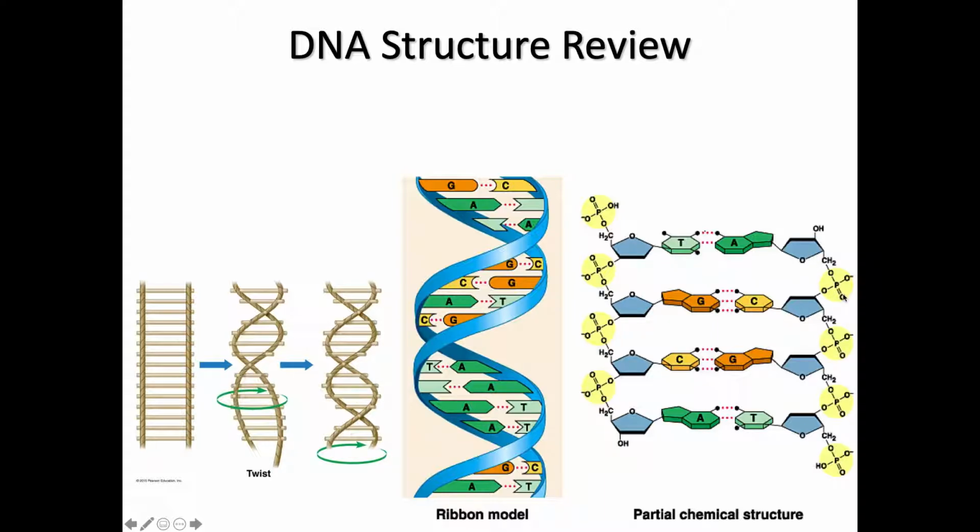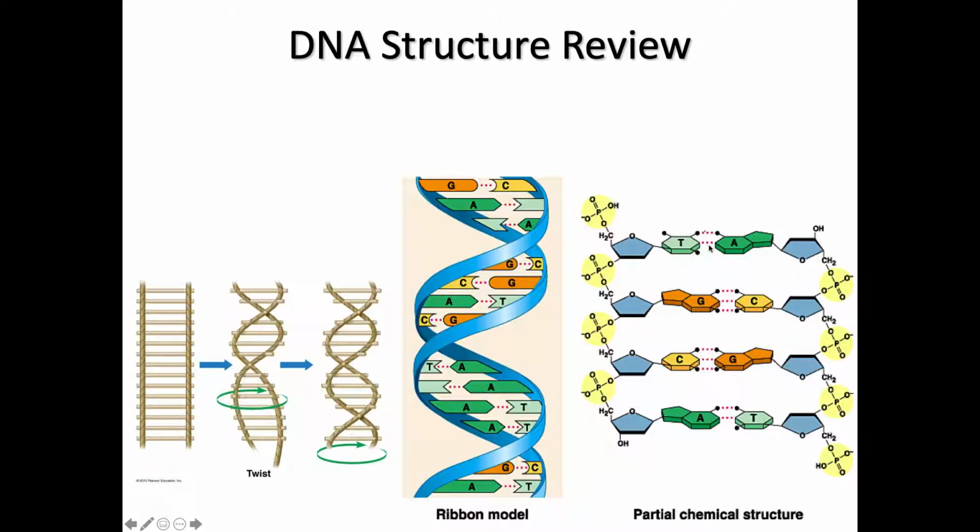backbone. So sugar phosphate, etc. These are the sides of the ladder. What's attached to the sugar phosphate backbone is a nitrogenous base of one strand that will bond to the nitrogenous base of another strand. So here you have adenine bonding with thymine, and these are bonded through hydrogen bonds.